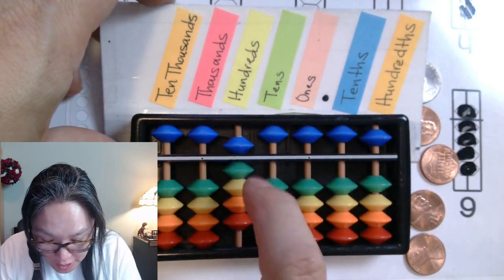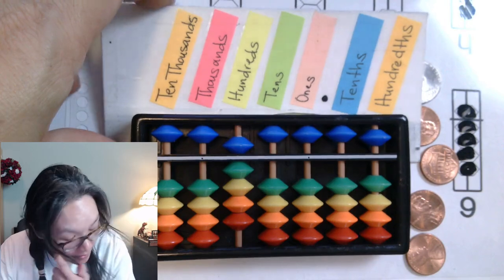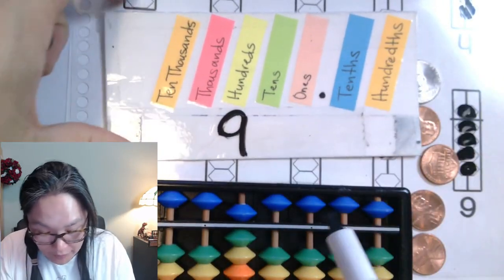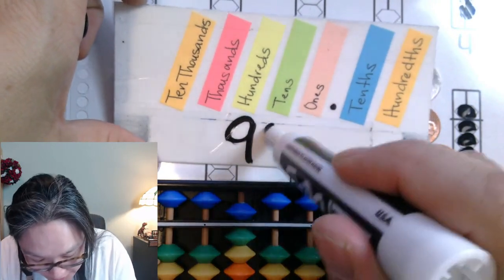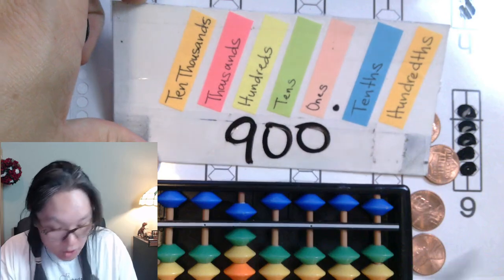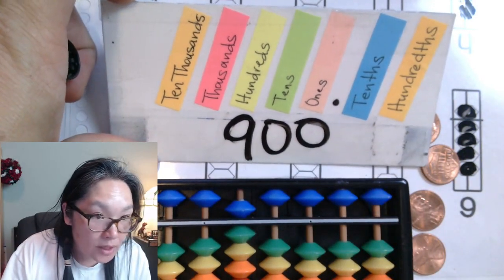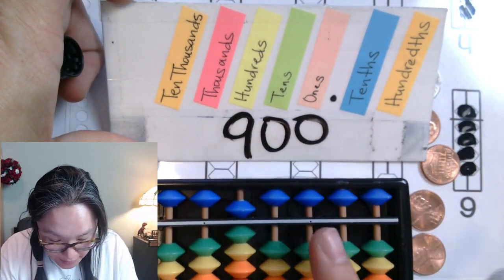It just depends on your place value. Just how we write. When we write, we don't have 9, we have 900. Does that make sense? So when we're looking at it, don't forget the zeros.